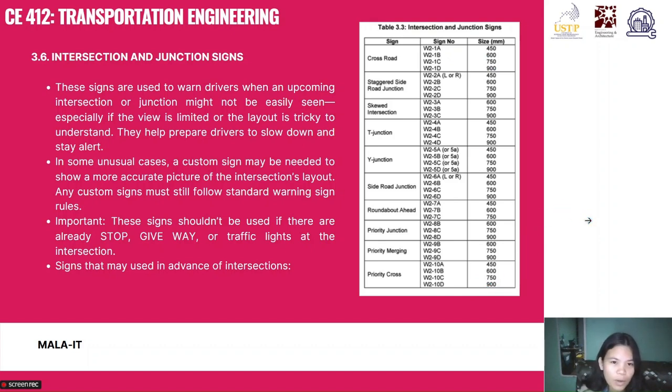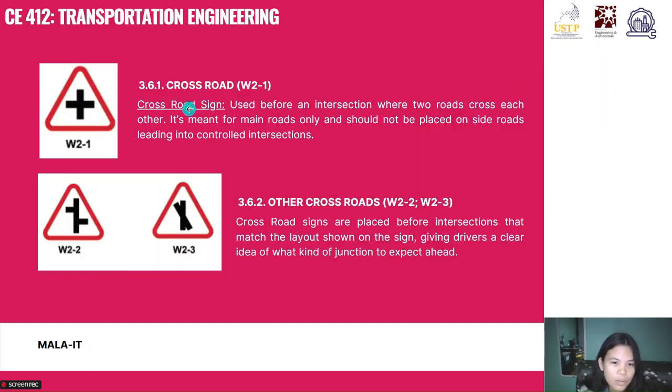So these are the parts of the road signs. First is the crossroad. It indicates a standard crossroad intersection on a main road, and then the other crossroads show more specific layouts of intersecting roads. So it warns the driver, giving drivers a clear idea of what kind of junction to expect ahead.